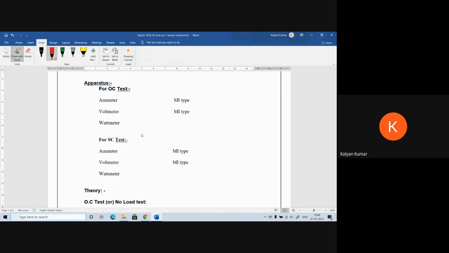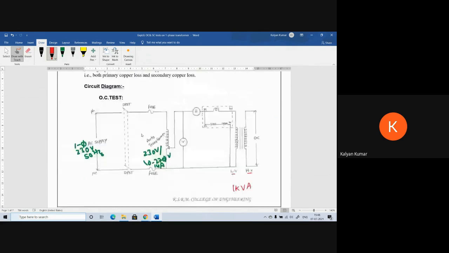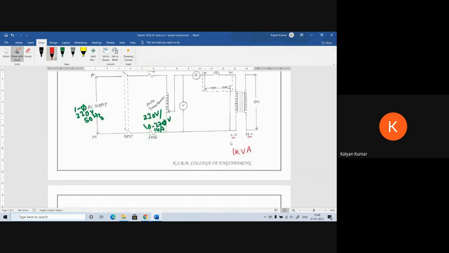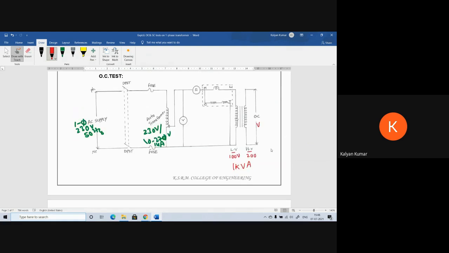One winding is going to have 100 volts and the second winding is going to have 200 volts. So LV is connected on the primary side, so this is the 100 volts winding, and HV is connected on the secondary side, so this is the 200 volts winding. Now coming to the voltmeter. As in this test we need to apply rated voltage, we need to apply 100 volts. In order to measure that 100 volts, the voltmeter that we need to use is going to have the range of 0 to 150 volts. And as it is used under AC supply, the meter type is MI type.